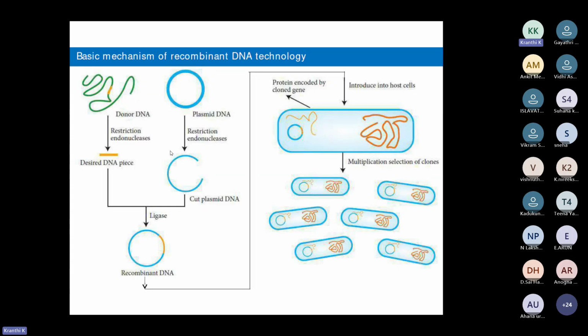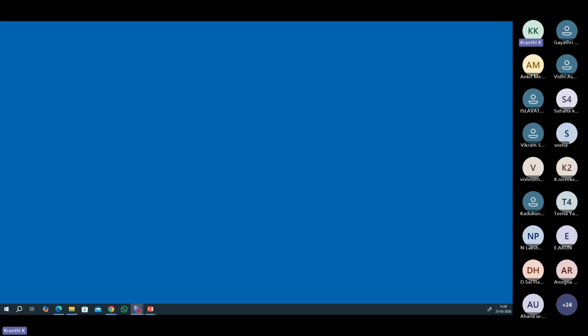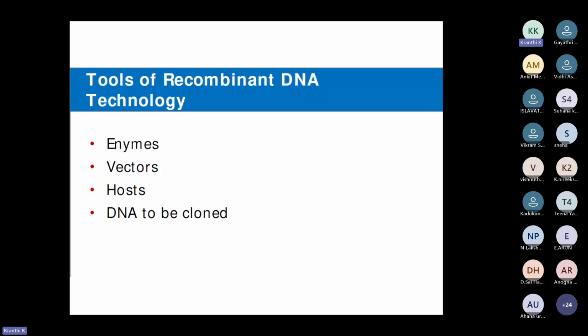Then what are the tools? This is just an example. So, tools of recombinant DNA technology. What tools do we need? Enzymes first. Why enzymes? To cut the particular part, we need to have the enzymes, right? So what enzymes? Just now I told you: exonucleases, endonucleases, restriction endonucleases, to cut in that particular part. Then vectors. What do you mean by vector? Vector means the plasmid DNA is a vector.